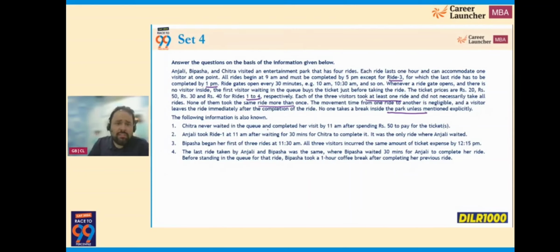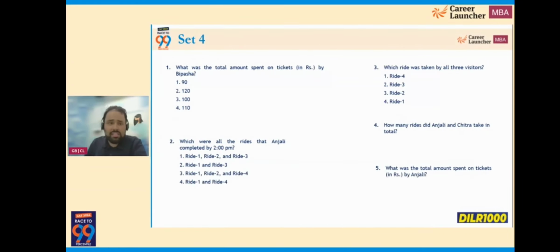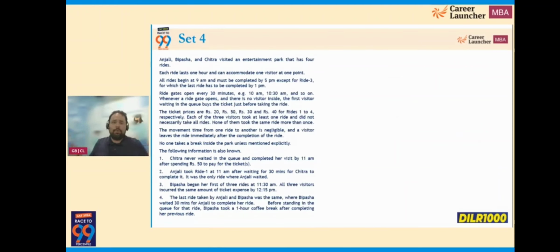Chitra never waited until she completed her visit by 11. Anjali took ride 1 at 11 minutes after the weekend. Now one thing is how I want to go ahead, and these are the additional data points, and from these data points I directly proceed. All the data points are given data points.